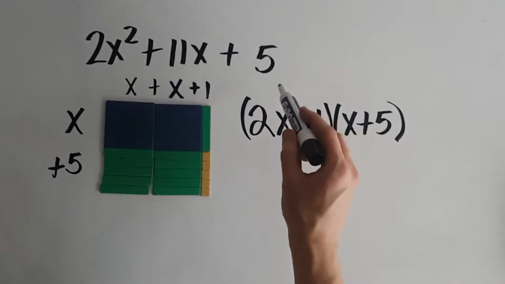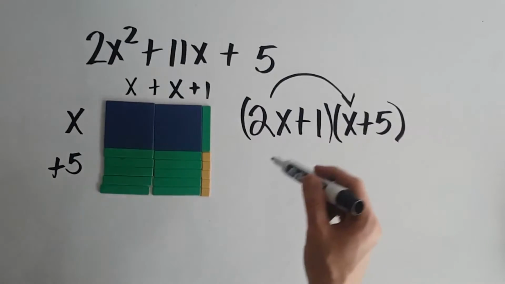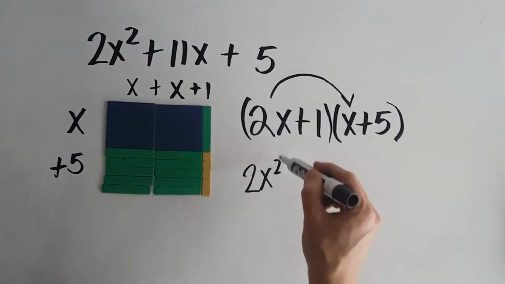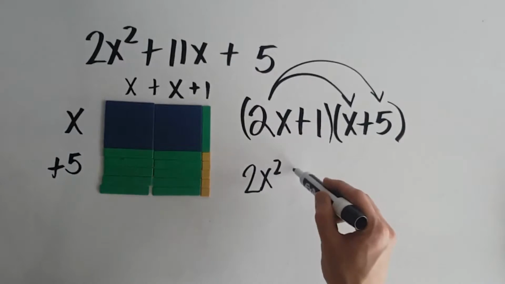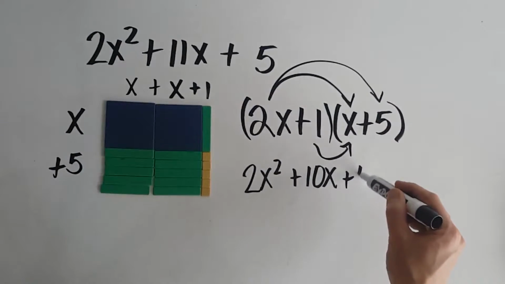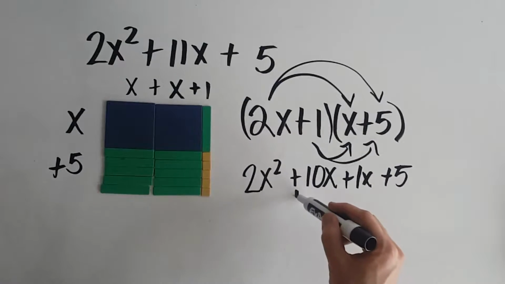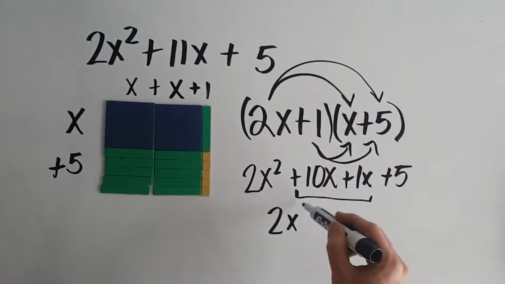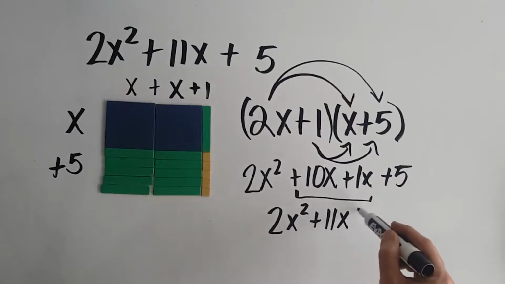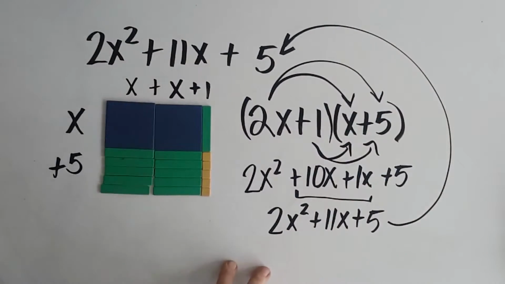Now we can check that by distributing it out or using your box method, either one. So 2x times x would be 2x squared. 2x times 5 would be 10x. 1 times x would be 1x. 1 times 5 would be 5. And then this combines to be 11x, which is exactly what we started with. So we know we factored it correctly.